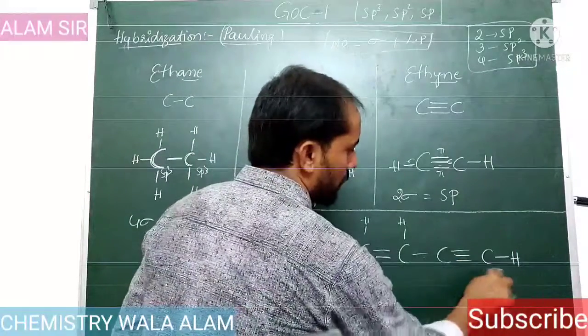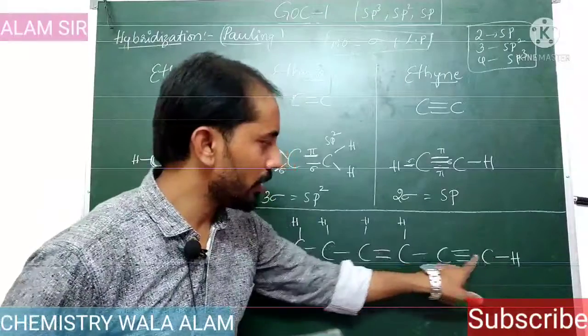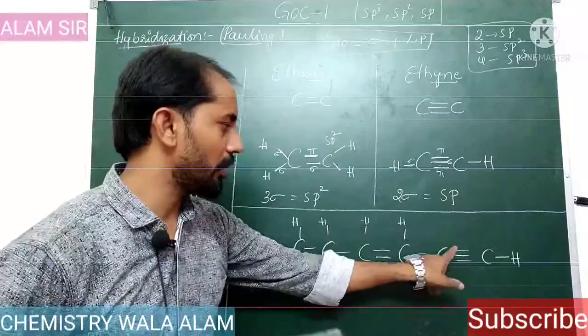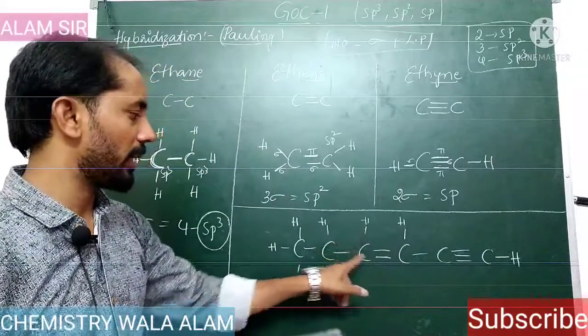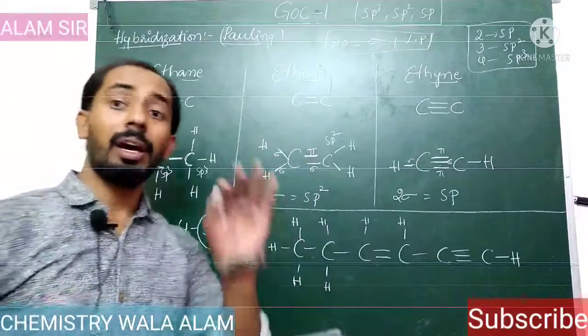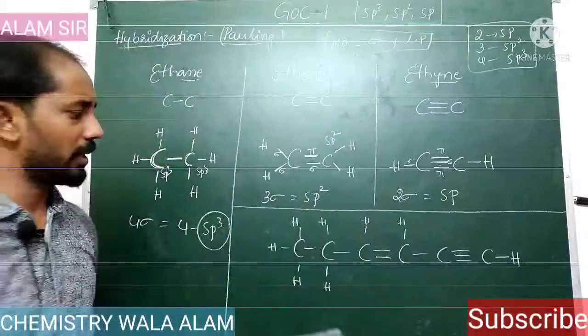So see, now it can be checked. This one 1 2 3 4, again 4 valency. This one 1 2 3 4, this also 1 2 3 4 correct, 1 2 3 4 correct, 1 2 3 4 correct, 1 2 3 4 correct. Now hybridization: you have to use this formula. Number of sigma bonds only can be calculated.